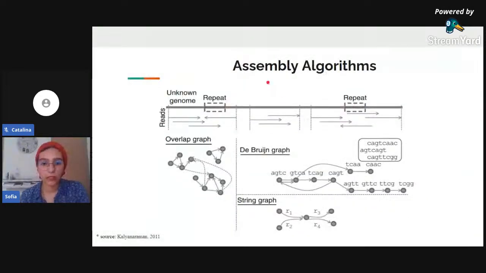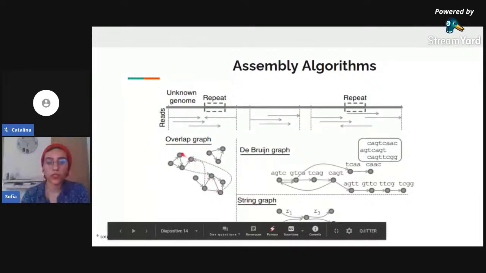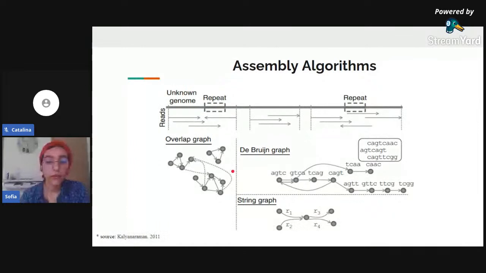For the assembly algorithms, there are three known ones: the de Bruijn graph, the string graph, and the overlap graph. The most often used ones are the de Bruijn graph and the overlap graph. The de Bruijn graph is usually suited for short reads and uses k-mers. But the overlap graph is mostly used for longer reads.